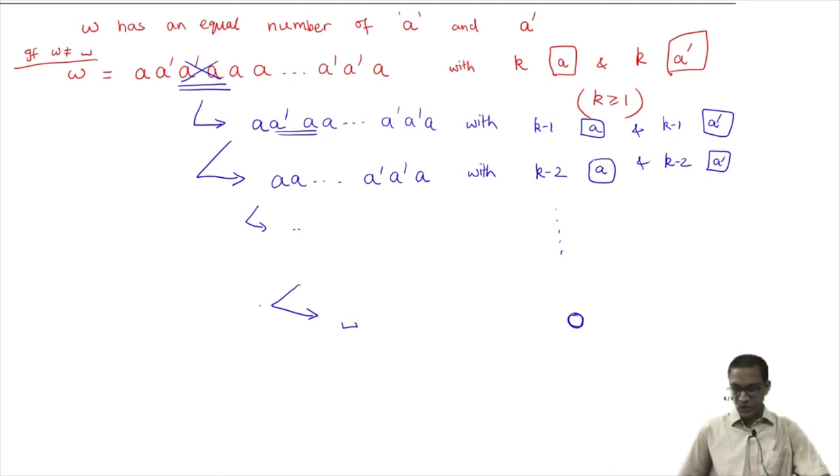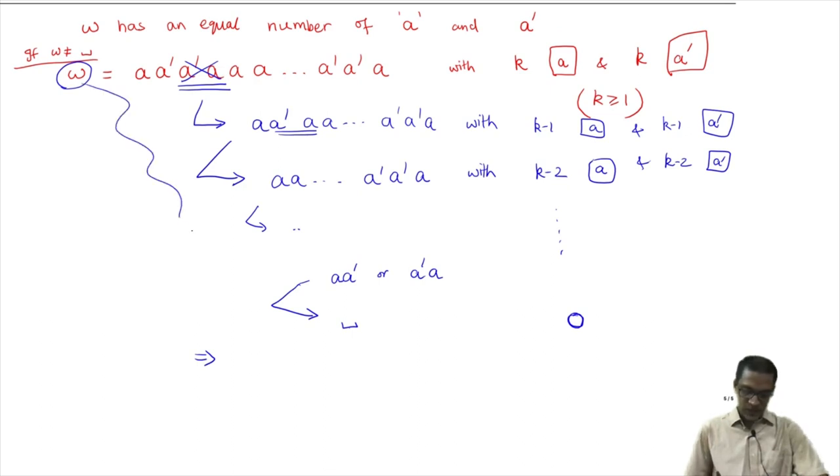Okay. In fact, in the one preceding step, the word must have had a single a and a single a prime. So that word must have looked like either a a prime or a prime a. Okay, that was the one preceding step. And of course, the possibilities for each step prior to that are many more. Okay. But at the very end, you're going to necessarily reach the empty word. Okay. So what does that mean? You can reach the empty word from the original word W, right?